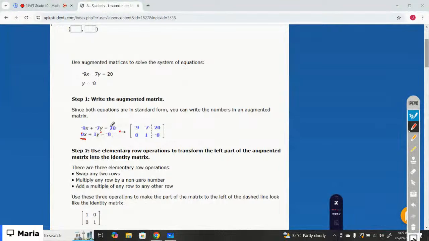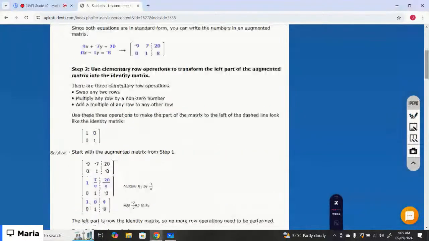You have to make the matrices. How do we make it? Just write the coefficients of x, that is negative 9, then the coefficient of y, that is negative 7, and the value on the other side, that is 20. Same way you have to write 0 as the coefficient of x, 1 as the coefficient of y, and then negative 8. Now what we have to do, we are going to apply different operations on these two rows of the matrix, and we have to solve them, right? How do we solve? We have to convert them into the form 1 0 0 1.